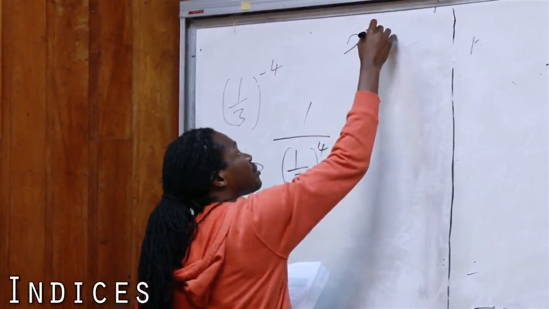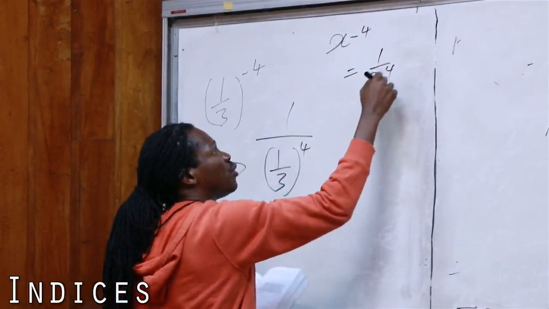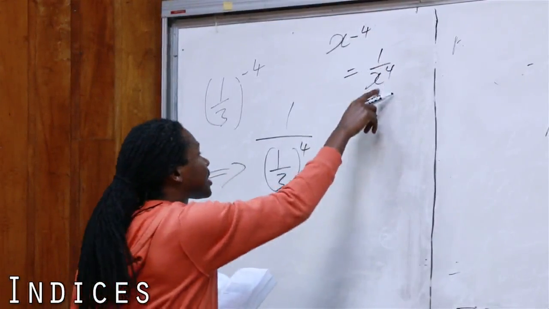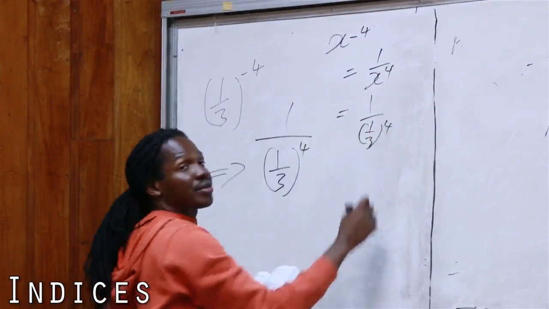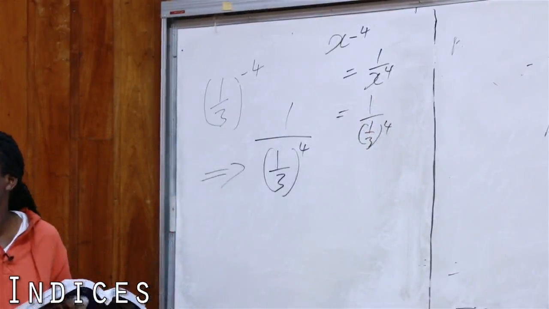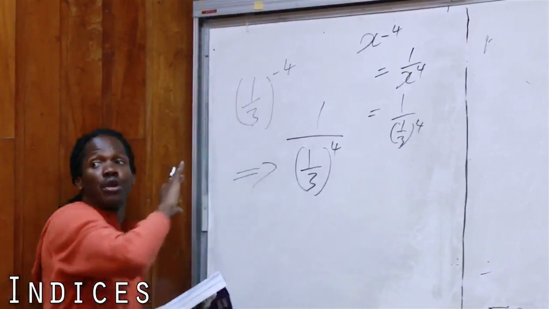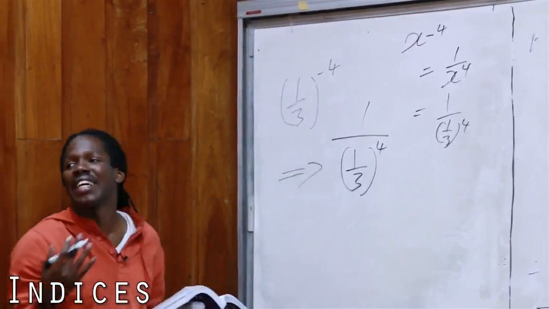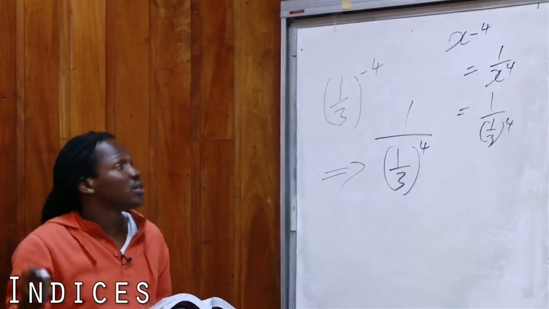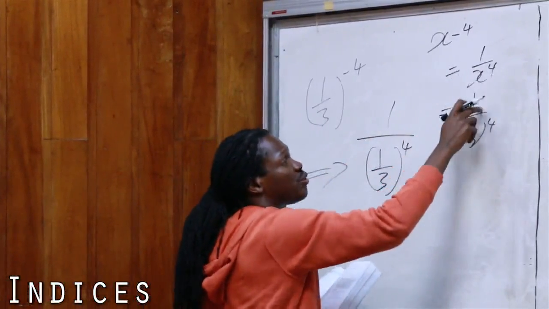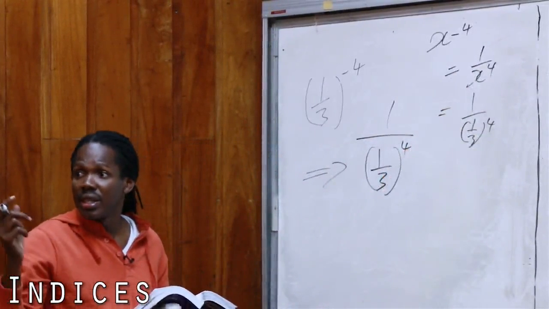X to the negative 4 is equal to 1 over x to the 4. In this case, x is 1 third. So it is equal to 1 over 1 third to the 4. Say it simple. So therefore, 1 third to the negative 4, you just put it as x, to make it easy to work out in your rough work. So x to the negative 4 equals 1 over x to the 4, and x is 1 third, so therefore it's 1 over 1 third to the 4. You don't finish it.